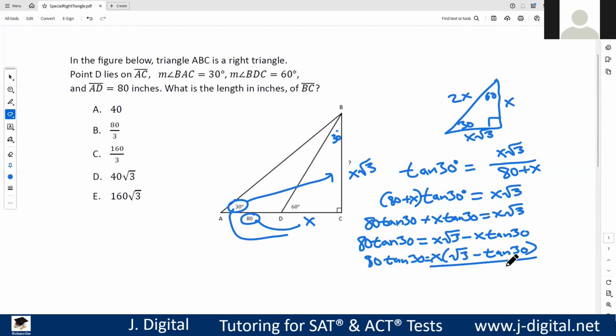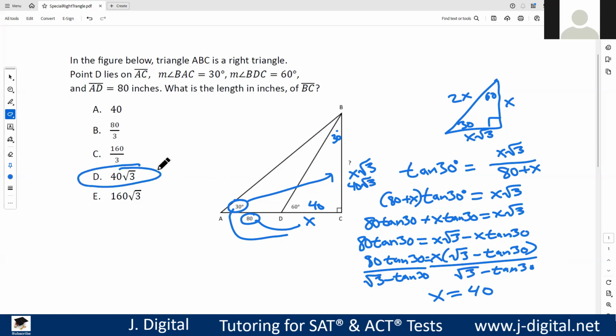Alright, and then divide both sides by square root of 3 minus tangent of 30. If I do that in my calculator, I end up with 40. Okay, so DC is 40, BC is 40 square root of 3. So our answer is answer choice D.